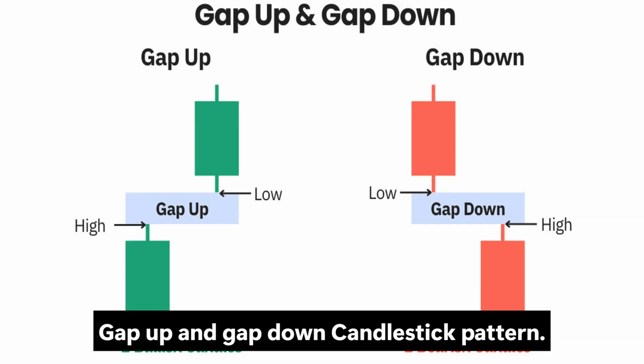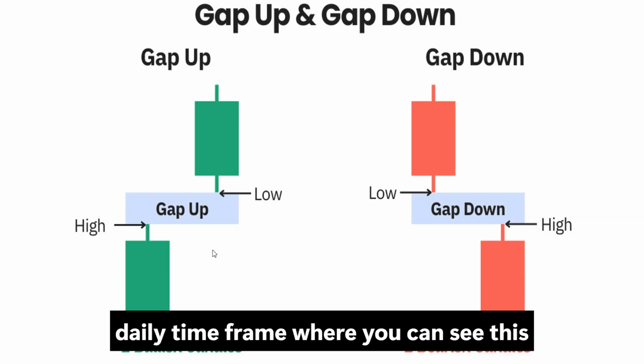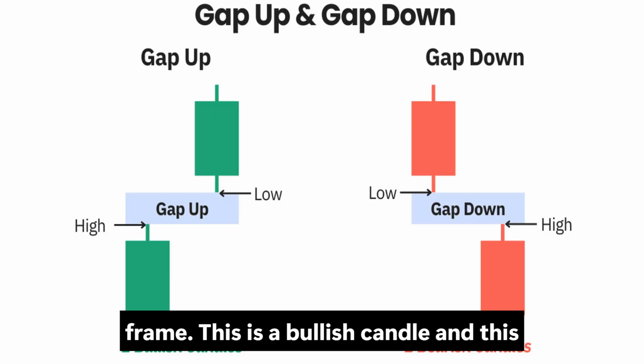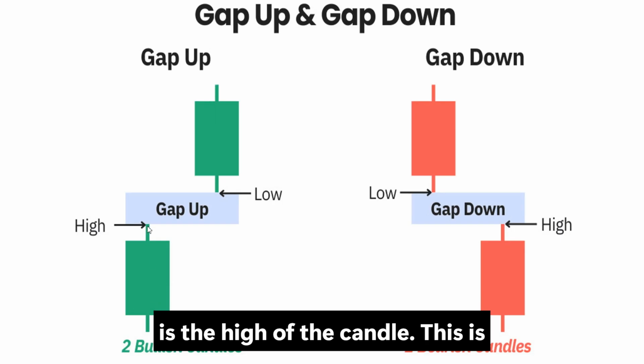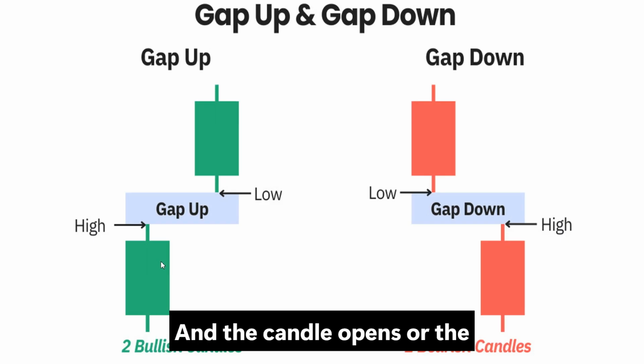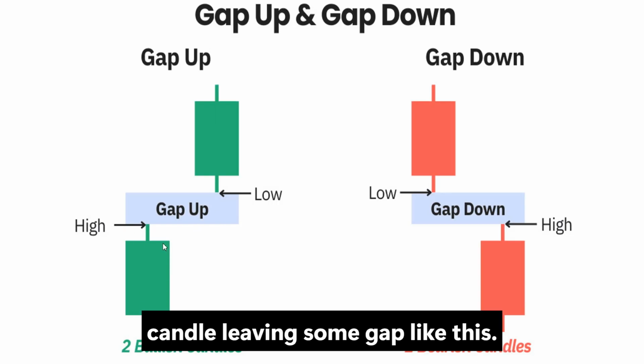Gap up and gap down candlestick pattern. This pattern is widely applicable for the daily time frame, where you can see it very frequently. This is a bullish candle, and this is the high of the candle, this is the low of the candle. So next day when the market starts, it has to open above the high of the previous day's candle, leaving some gap like this.